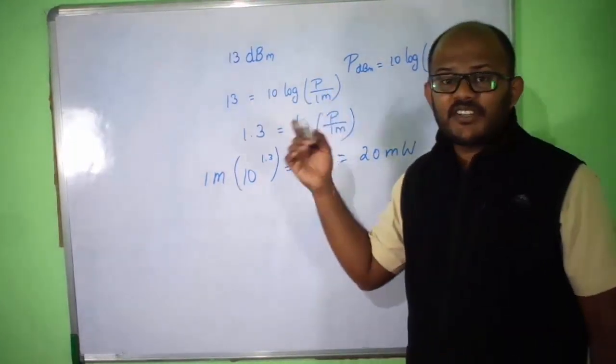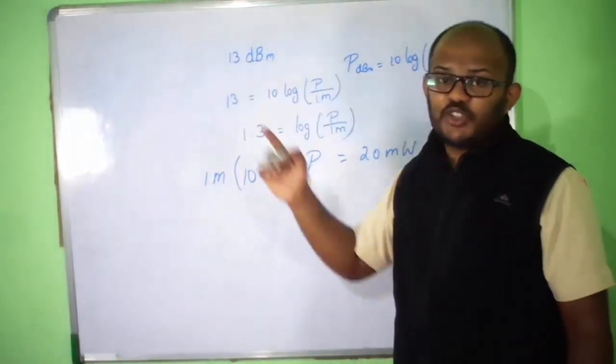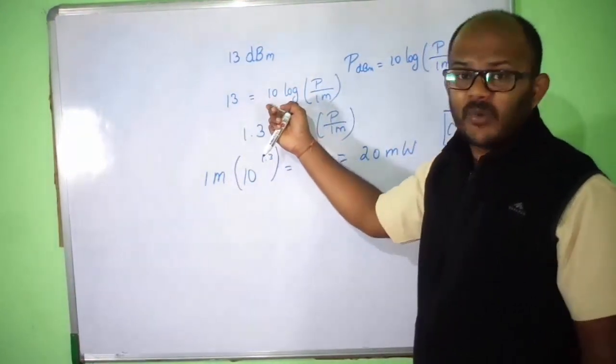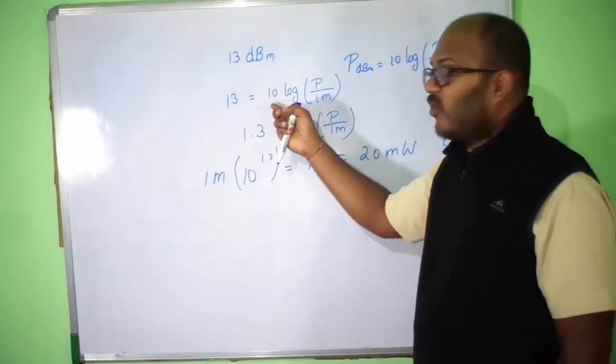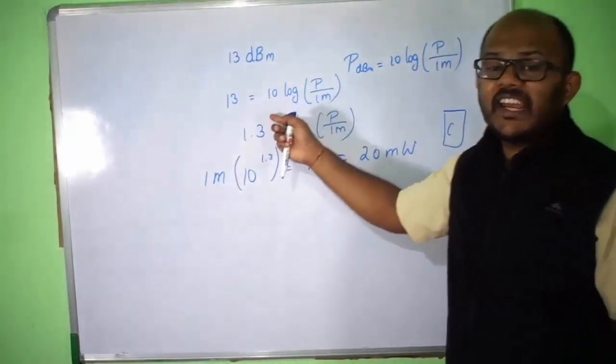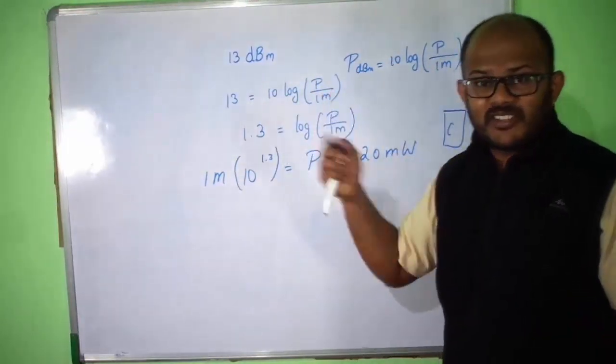Whenever they express in terms of dBm, you should be very careful. If it is voltage, then you have to take it as 20 log. If it is current also, you have to take it as 20 log. Whenever they are talking in terms of power, you have to take it as 10 log. So this is very, very important.